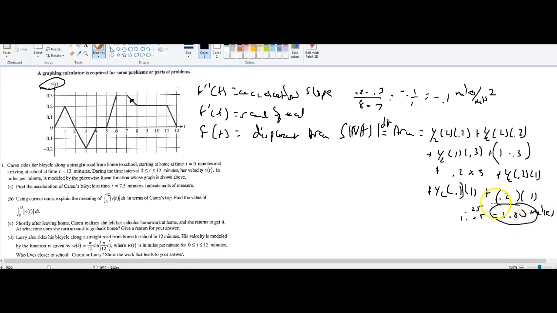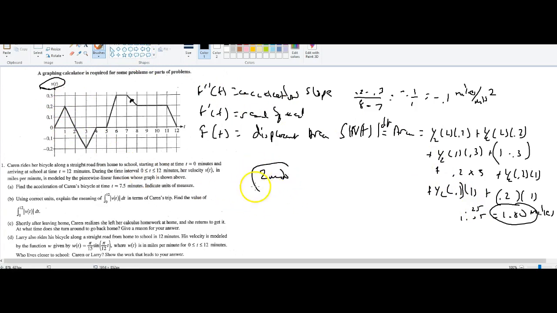All right. Shortly after leaving home, Karen realizes her calculus homework is at home. She returns to get it. At what time does she turn around and go back home? Well, again, we described it right here. It's this point right here. So she's 2 minutes into her trip.